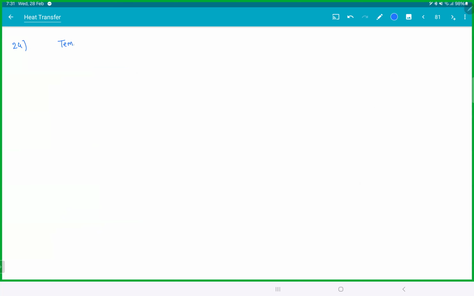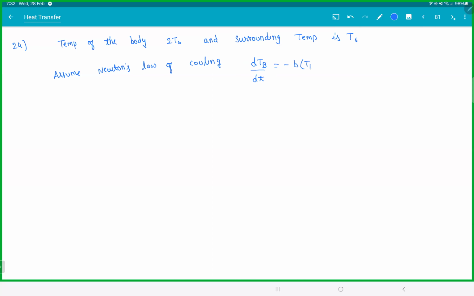Let's say the temperature of the body is 2 T naught and the surrounding temperature is T naught. Assume Newton's law of cooling. That is, the rate of change of temperature dTB by dt is minus B (TB minus TS).